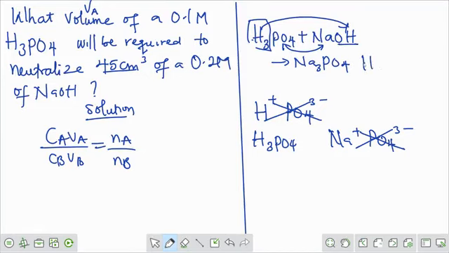Now, this H3 combines with OH, so that's just H2O. H2O is what we must form. You cannot say H3, H4O. There's no compound like that. Now, what we are going to do is balance the equation.